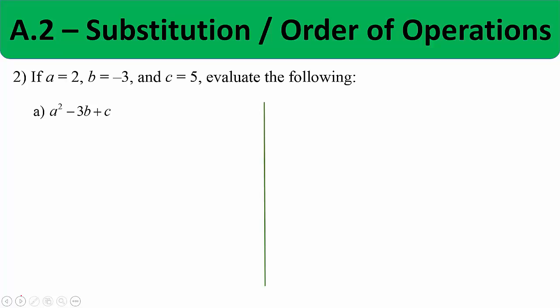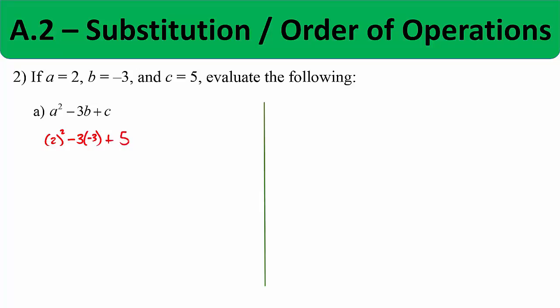Next, we're going to talk about order of operations with substitution. So in this example, we're going to let a, the variable a, represent the number 2, b, negative 3, and c, 5. And we want to evaluate these expressions. The first thing we're going to do is substitute in these 3 numbers. So if we substitute in 2 for a, we get 2 squared, minus 3. If we substitute in negative 3 for b, we get negative 3 there, plus c, which is 5.